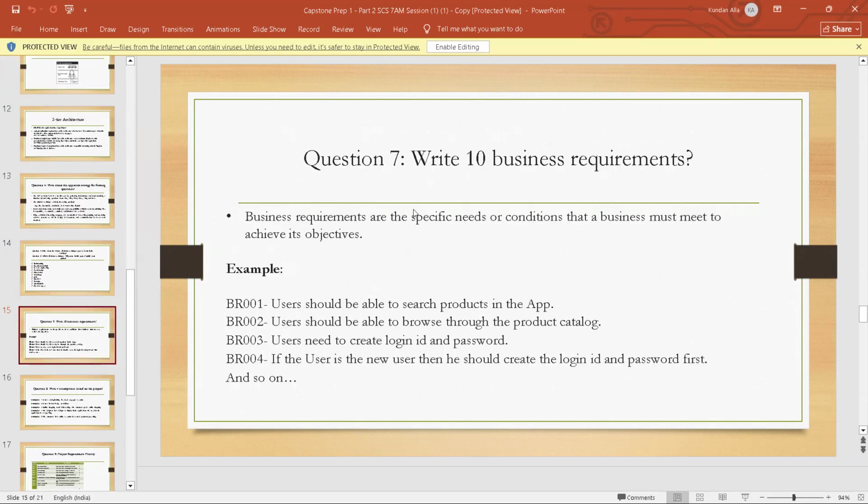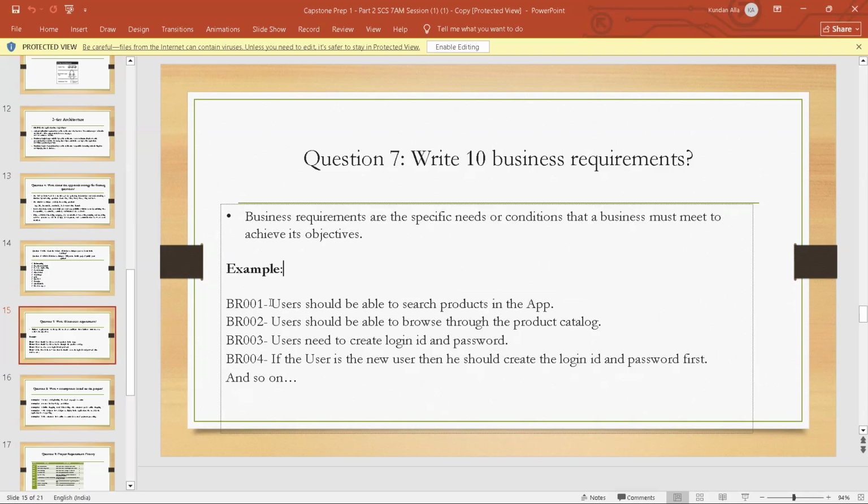And coming to the seventh question, it is all about writing 10 business requirements. Business requirements are the specific needs or conditions that a business must meet to achieve its objectives. Here we have some examples of how business requirements will look. Here is the ID for the first business requirement, and here you will have: user should be able to search products in the app. This is the first and foremost business requirement we have.